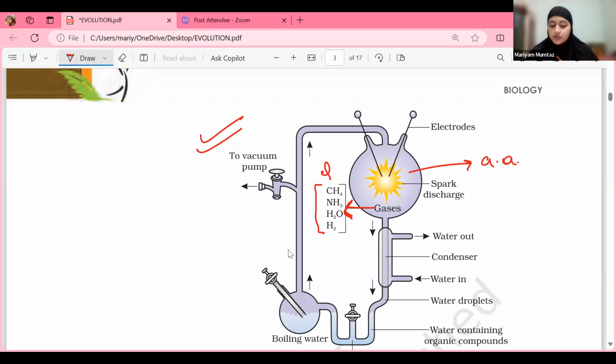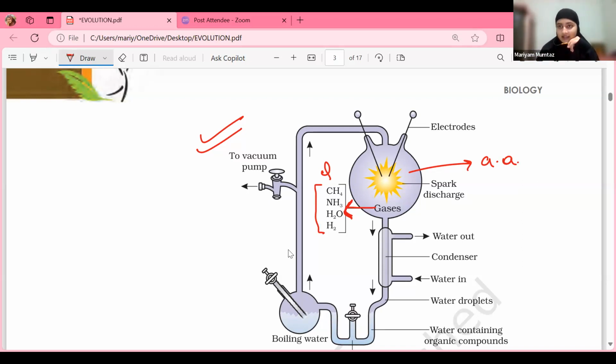An experiment to prove that organic compounds were the basis of life was performed by whom? The options are von Helmont, Oparin, Fox, S.L. Miller. Okay. And then Stanley Miller, the S stands for Stanley. So Stanley Miller put the Oparin-Haldane theory to test in the year 1953. Then which gases were used?